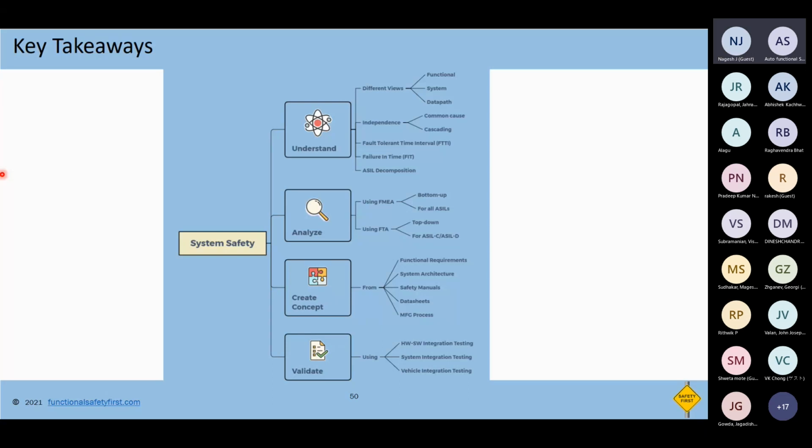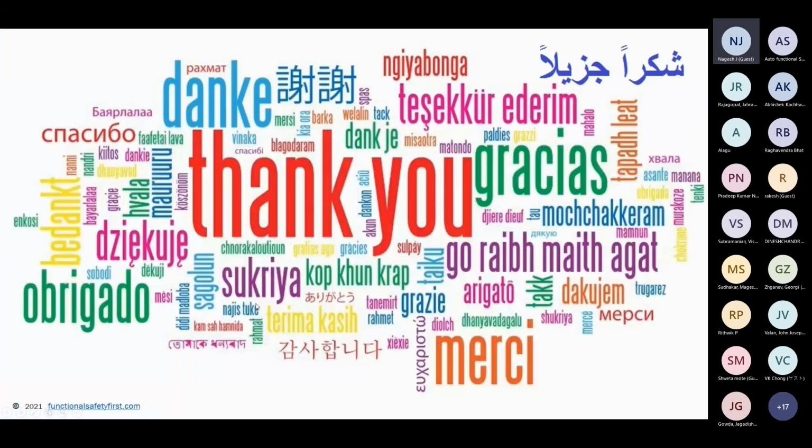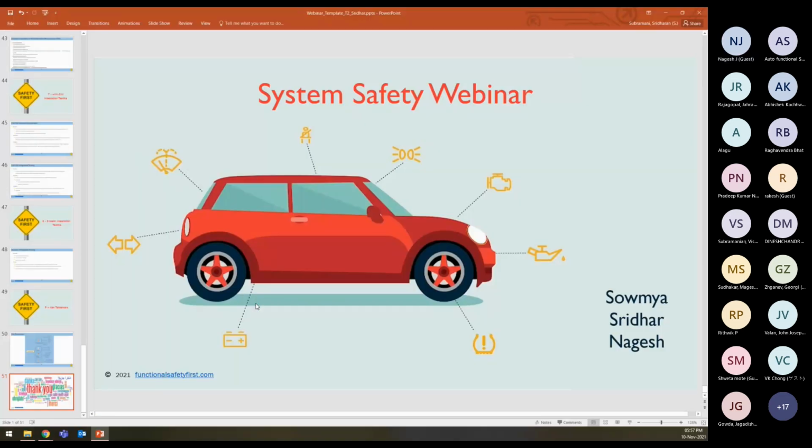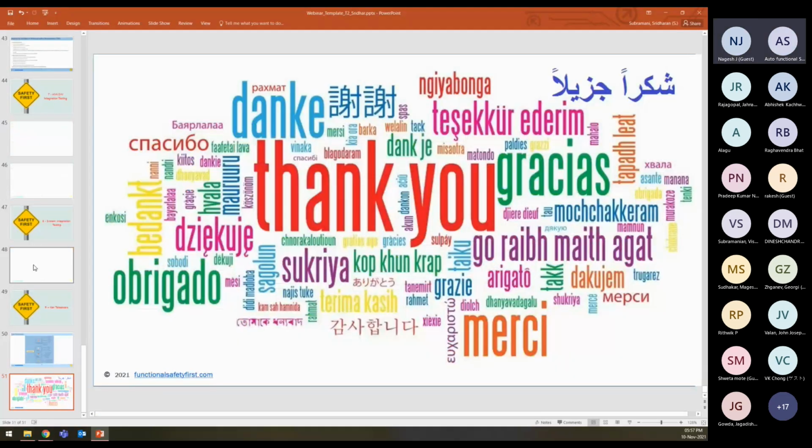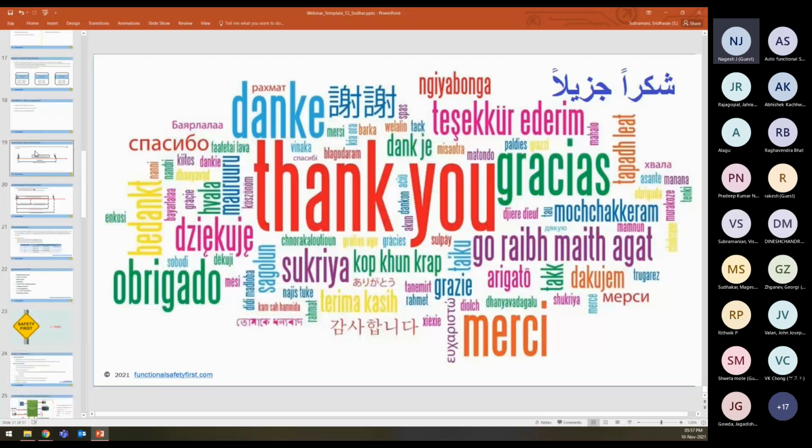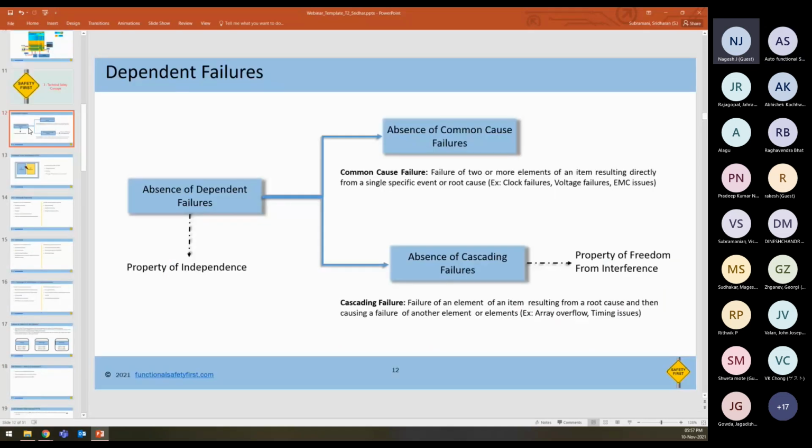Sure. So Sridhar, if you can go back to the slide that we made about the dependent failures. Yeah, again, it's a wonderful question, because this is something that people often get confused about.